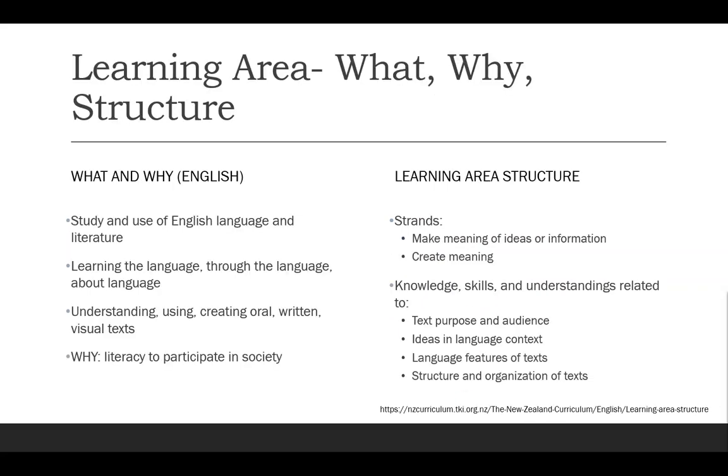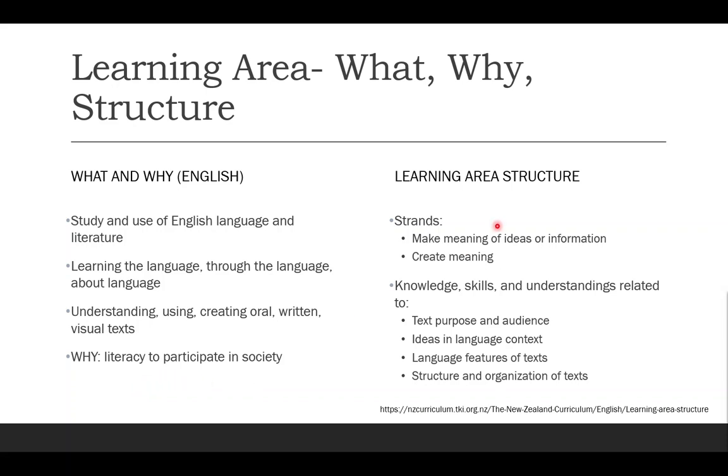If you look at English overall, for each subject area, they list the what and why. So you say, what are we studying in English and why are we studying it? We want to use the language: learning the language, through the language, and about the language. We want to understand, use, and create different types of texts: oral, written, and visual. And why do we do that? So we have the literacy we need to participate in society.